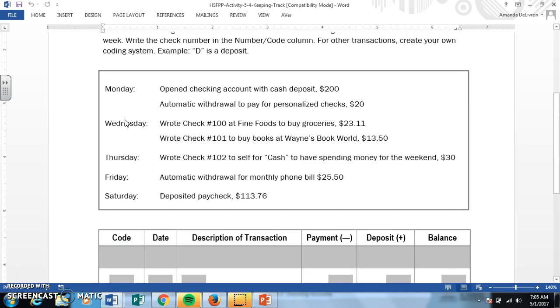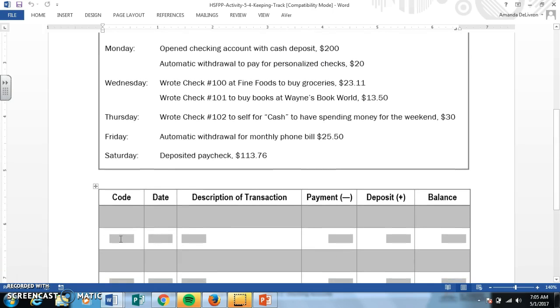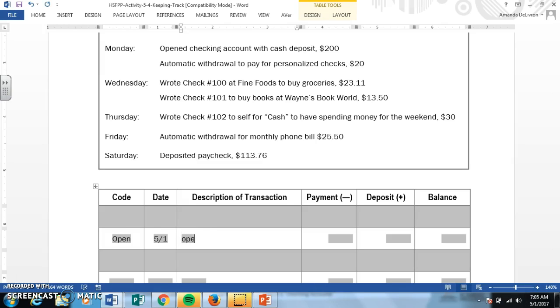So on Monday, whatever today's date is, Jason opened a checking account with a cash deposit of $200. So for my code, I'm just going to write open. And today's date is May 1st, so that's what I'm writing. And the description of my transaction, well, this is opening a checking account. And we didn't pay this. This was a deposit. We added $200.